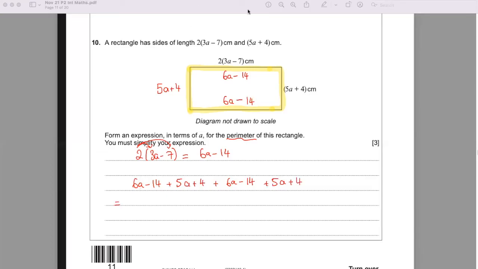We're going to collect all the like terms, so 6a plus 5a, remember that's a plus there, plus 6a plus 5a, and that would give me 22a. And then we're going to collect all the numbers, and remember you've got the minus there, so minus 14 plus 4 minus 14 plus 4. Just put that in your calculator exactly in that order. I can do it in my head as well: minus 28 plus 8 will be minus 20. And that is your final answer.